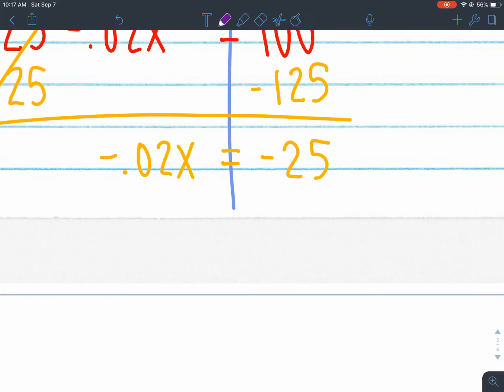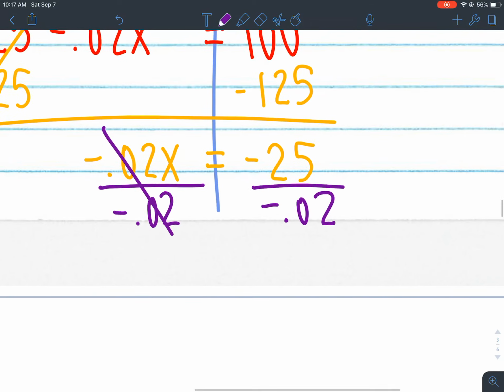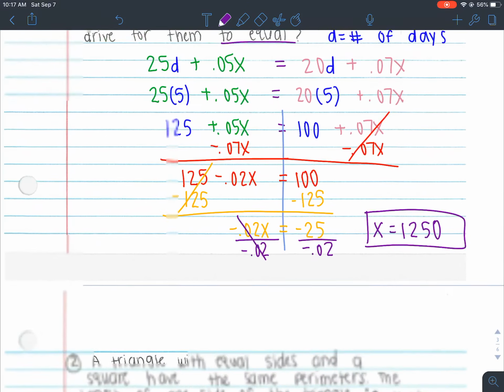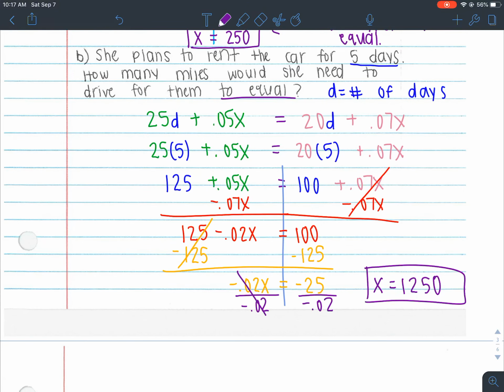Well, how do I get the x by itself? I'm going to divide both sides by negative 0.02. Negative 0.02 divided by negative 0.02 cancels, and I get x equals 1250. Now what does this mean? It means if I'm driving for 5 days, they would be equal once I get to 1,250 miles.